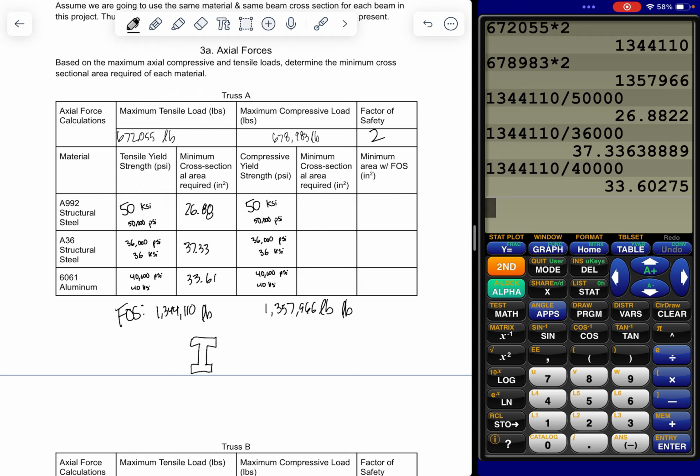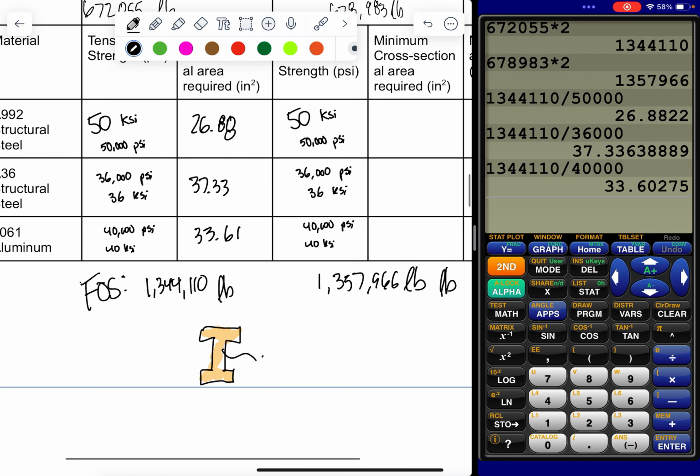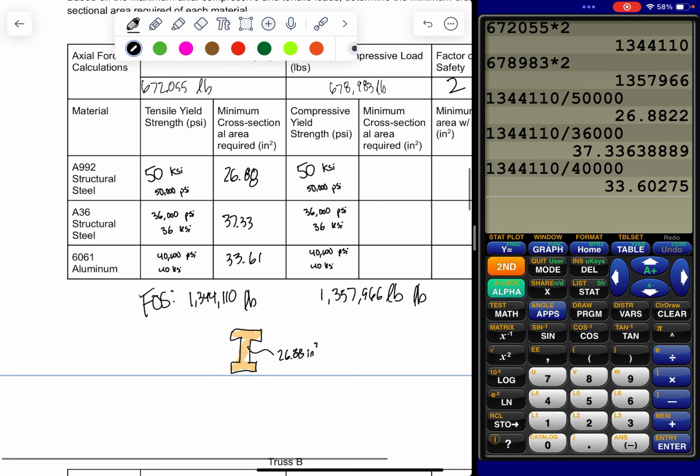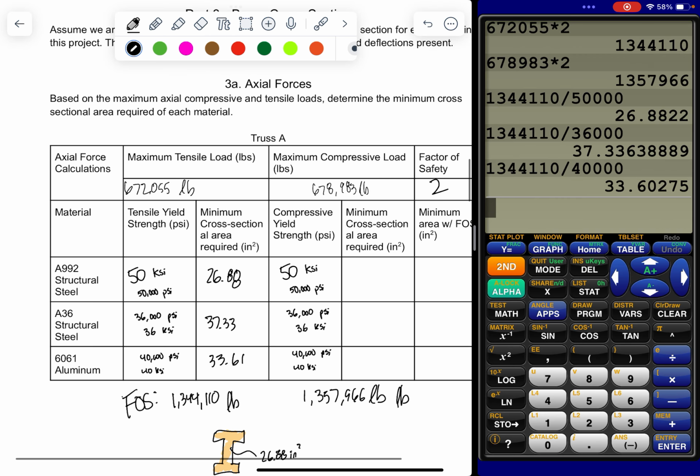That total area to support this truss, if I'm doing, for example, that A992, the total inner area has to be 26.88 square inches if I'm going with the A992 structural steel. That's what it's telling us. And that is the axial force part of this.